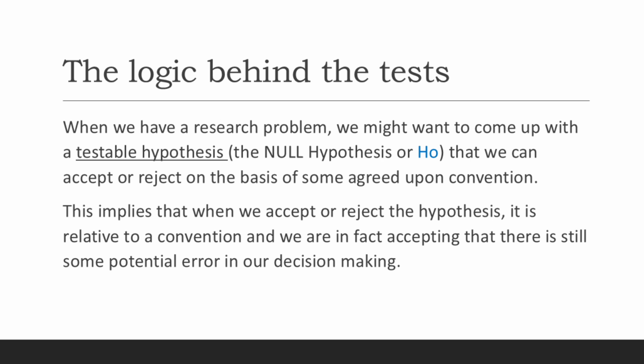When we have a research problem, we might want to come up with a testable hypothesis called the null hypothesis, or just H-null, that we can accept or reject on the basis of some agreed upon convention. This implies that when we accept or reject the hypothesis, it is relative to a convention, and we are in fact accepting that there is still some potential error in our decision making.